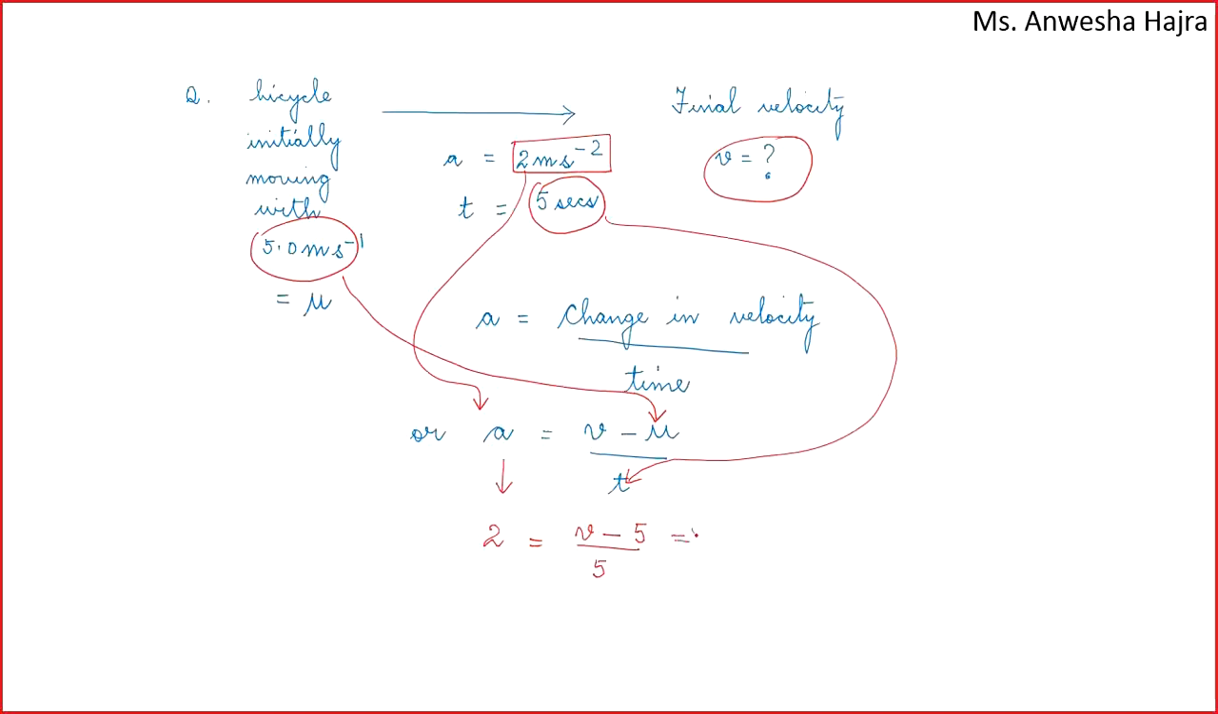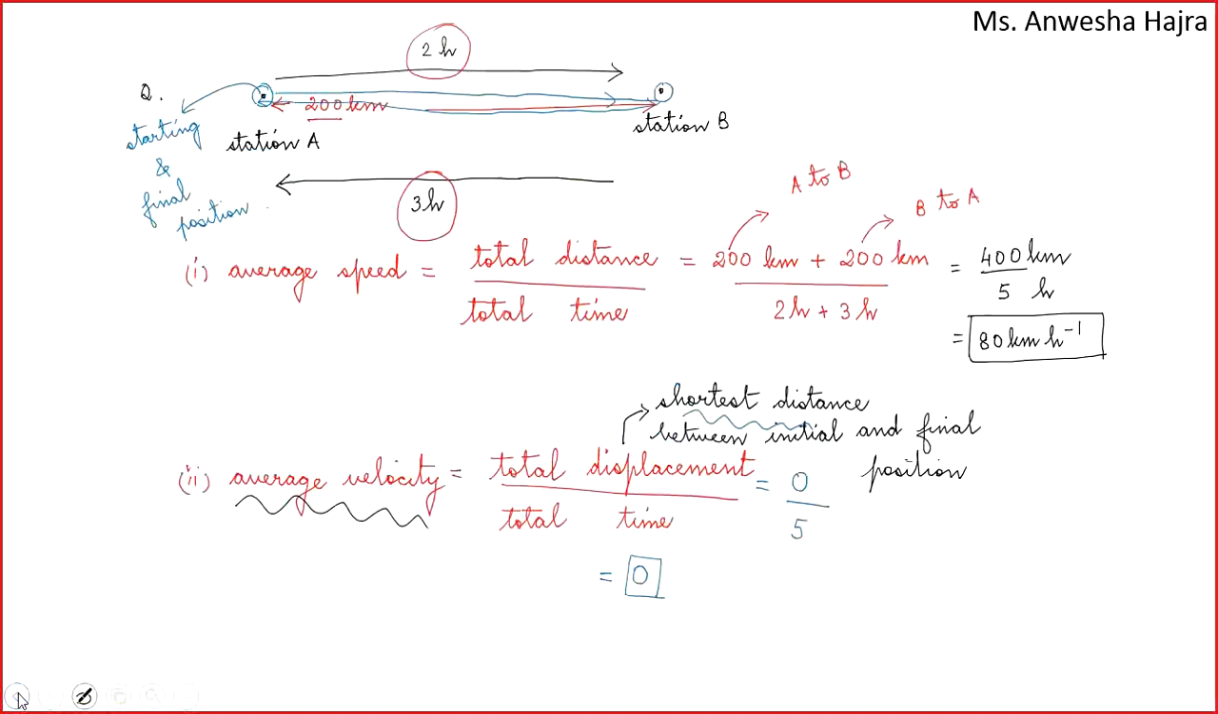Now you have to solve. Just cross multiply. 5 into 2 is 10, is v minus 5. So final velocity becomes 10 plus 5, that is 15 meter per second. So this is the very basics, children.